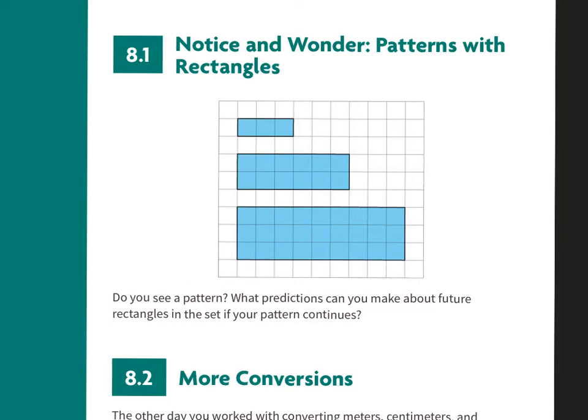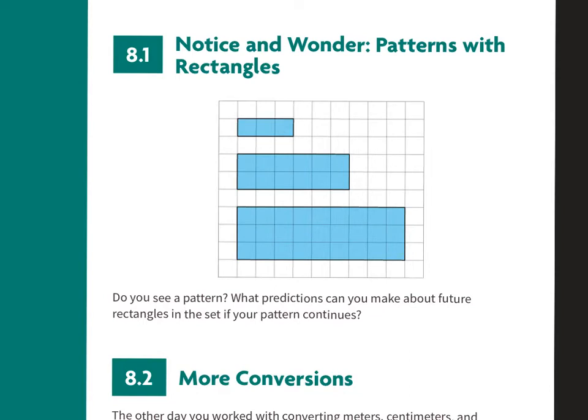Hey guys, here we are for lesson 8, comparing equations with relationships with equations. We are on page 63. So, notice and wonder, do you see a pattern? What predictions can you make about future rectangles in the set if your pattern continues?